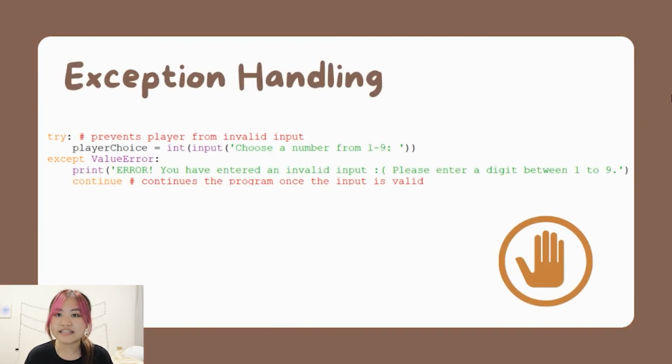For exception handling, I used try_except to prevent users from entering invalid input and inserted a print statement to print an error message which prompted them to try again until they have entered valid input. And if they enter a number which is below 1 or more than 9, I would also ask them to try again because their input is invalid.